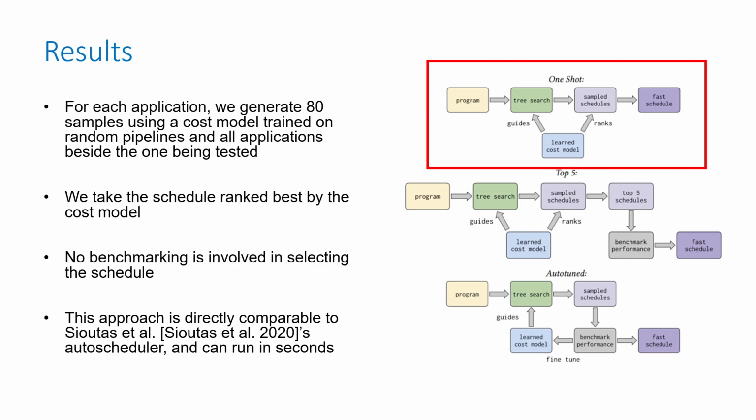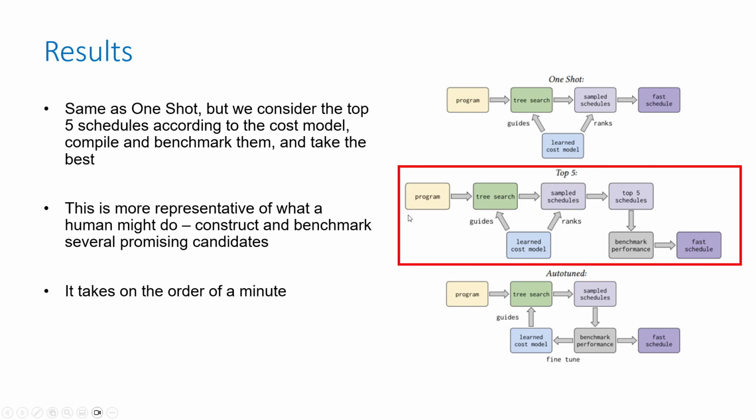I understand it can run in seconds. Yeah, it mentions it here. When you go to the next one, the top 5, this is more representative of what a human will do. Basically, find the best and do benchmarking on them and pick up the best. So yeah, this takes in the order of 1 minute. It's a little bit slower, but still this is very good, and it should get a better performance.